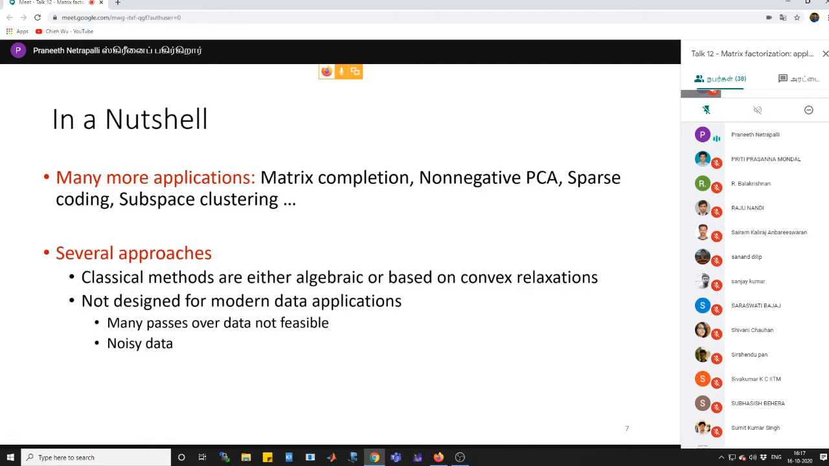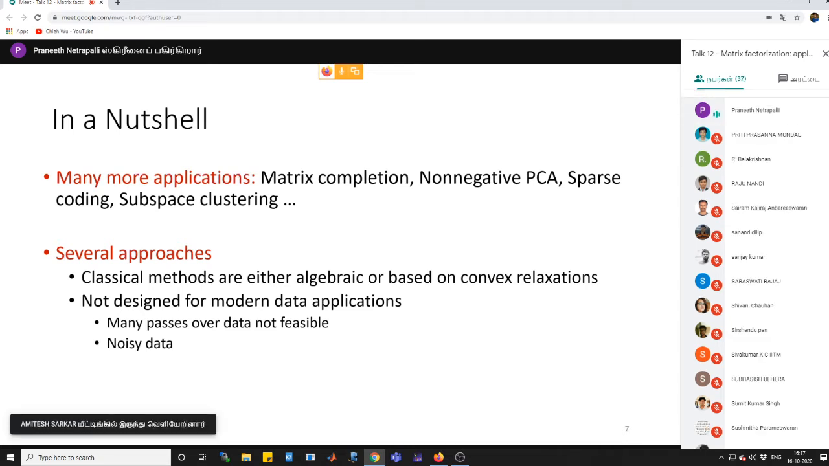Okay, so in a nutshell, there are several applications for matrix factorization. Some of the things that we look at in particular is matrix completion, but there are also other applications such as non-negative principal component analysis, sparse coding, subspace clustering, and so on. And there are several approaches for solving these matrix decomposition problems, especially classical methods. The classical methods are usually algebraic, for example, like Gaussian elimination.